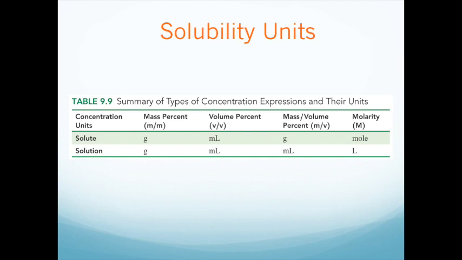Then we have mass over volume percent, which consists of the mass of the solute divided by the volume of solution. That has units of grams per milliliter. And then molarity has units of moles per liter. You can see how all of these would have their own applicability based on the conditions that you're preparing the solution.